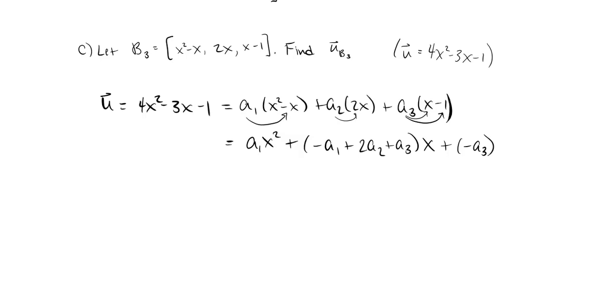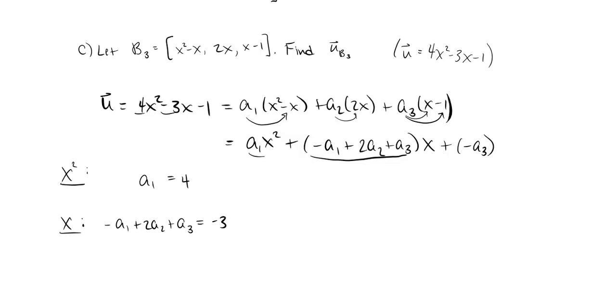Now we just equate coefficients of like powers of x on both sides of the equation. So for example, looking at the x squared powers, on the right side we have an a1, on the left side we have a 4. Equate those. If I look at the linear powers on both sides, the coefficient on the right side is negative a1 plus 2a2 plus a3, and that's got to equal negative 3 on the other side. Finally, so that was x to the 1 power. The constants, that's like x to the 0 power. We have negative a3 on one side, negative 1 on the other side.